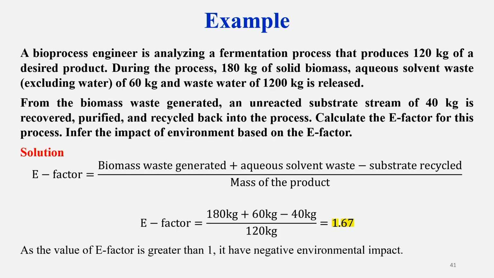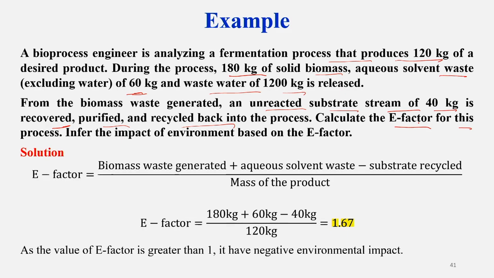For example, a bioprocess engineer is analyzing a fermentation process that produces 120 kg of desired product. During the process, 180 kg of solid biomass, aqueous solvent waste excluding water of 60 kg, and waste water of 1200 kg is released, and from the biomass generated an untreated substrate stream of 40 kg is recovered, purified and recycled back. They calculate the E factor.